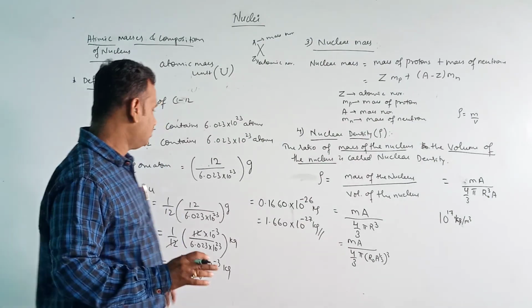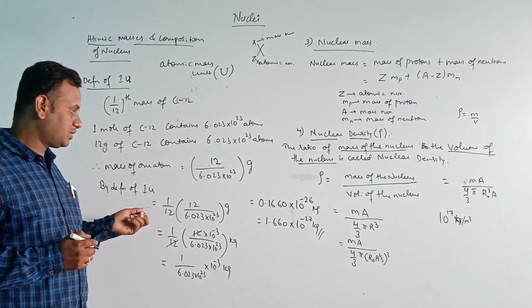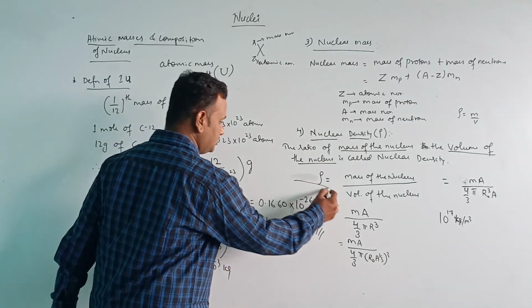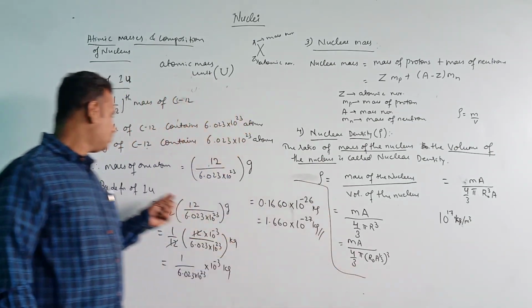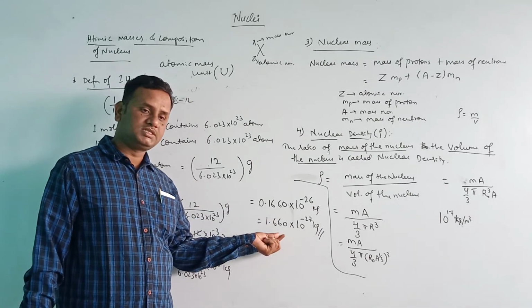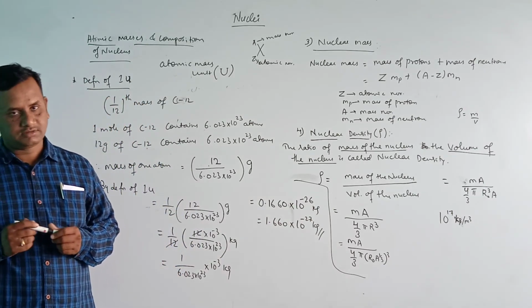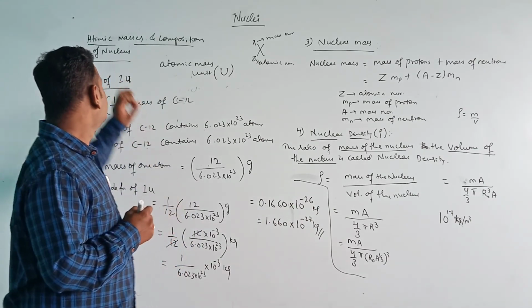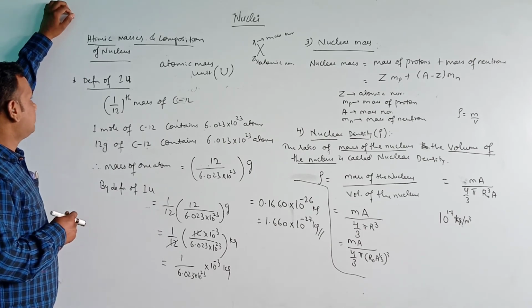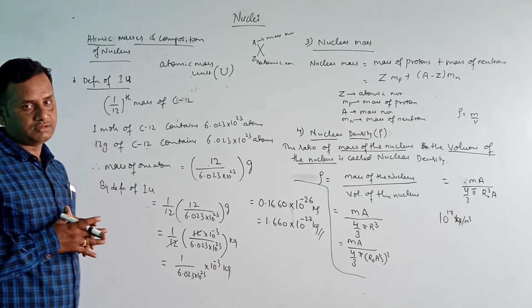So by the definition of 1 atomic mass unit, in terms of kg, 1 atomic mass unit is equal to 1.660 into 10 to the power of -27 kg. This is all about atomic masses, the composition of the nucleus, and the definition of atomic mass unit.